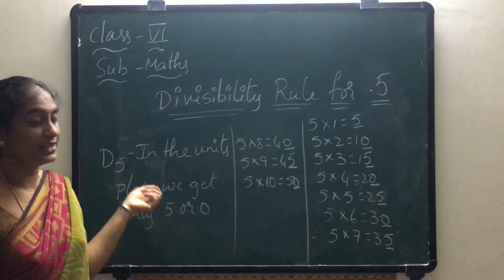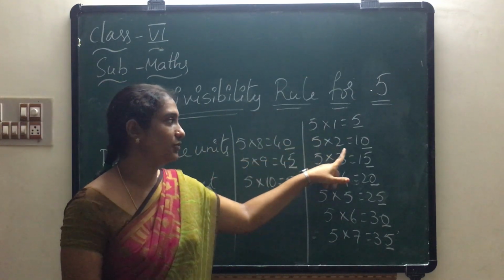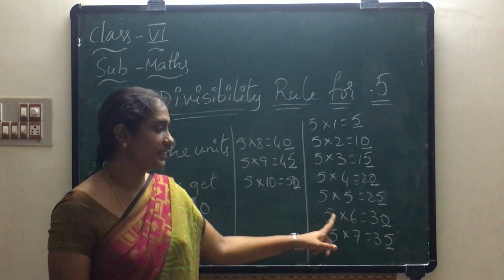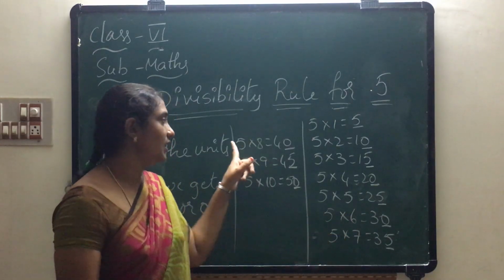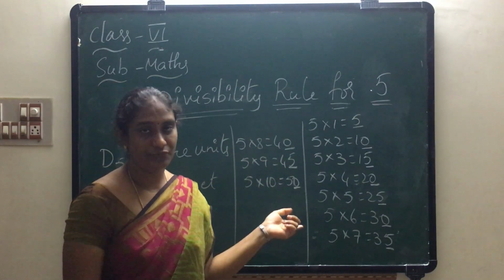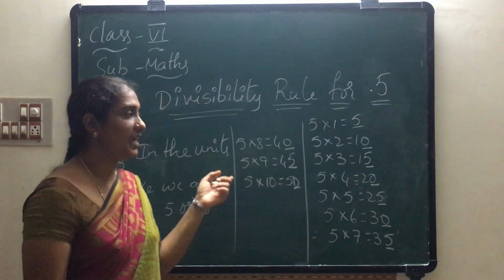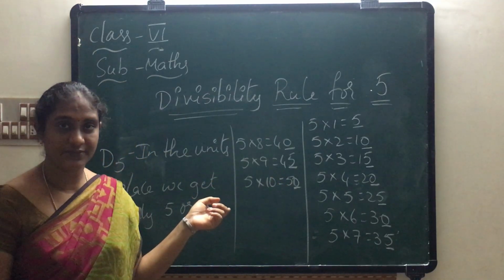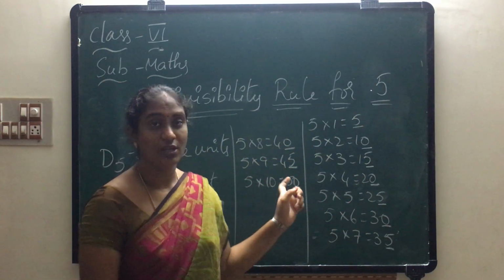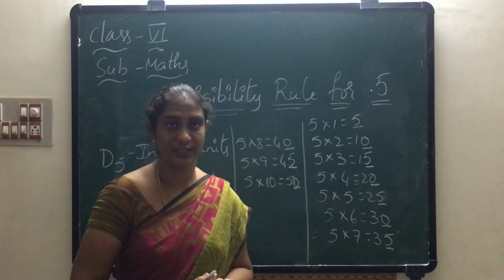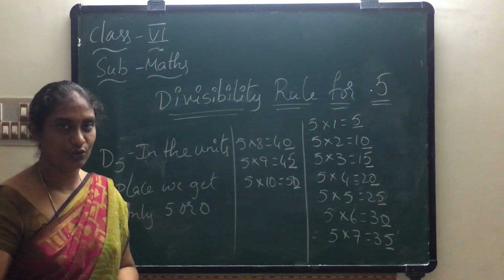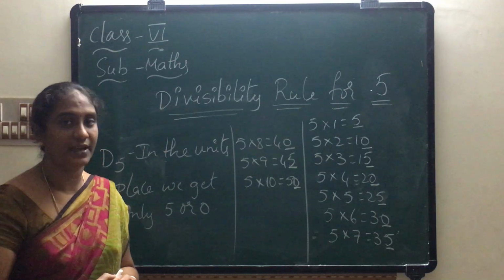Once again I am telling, see, the 5 table. 5 ones are 5. 5 twos are 10. 5 threes are 15. 5 fours are 20. 5 fives are 25. 5 sixes are 30. 5 sevens are 35. 5 eights are 40. 5 nines are 45. 5 tens are 50. By writing the full table, observe the table. In the units place, what are the numbers we got here? 5, 0, 5, 0. That's why in the units place we have to get only 5 or 0. Then only the total number is divisible by 5.